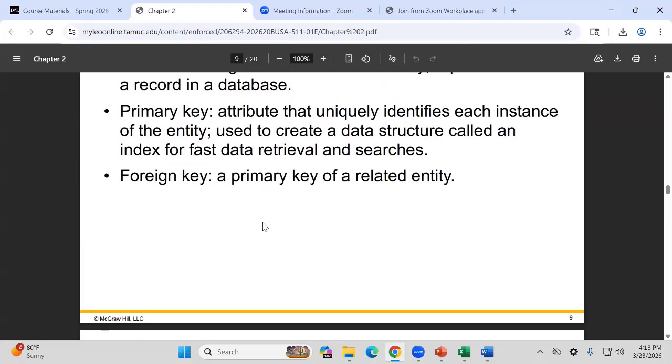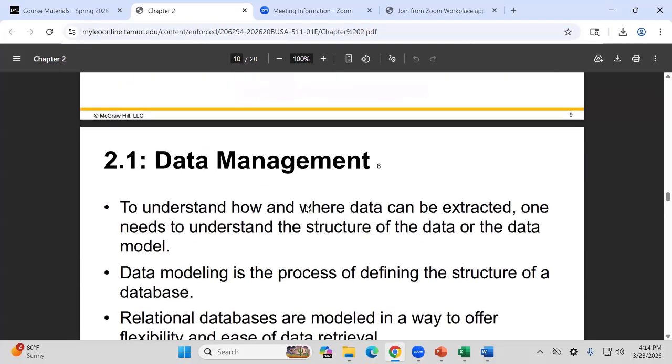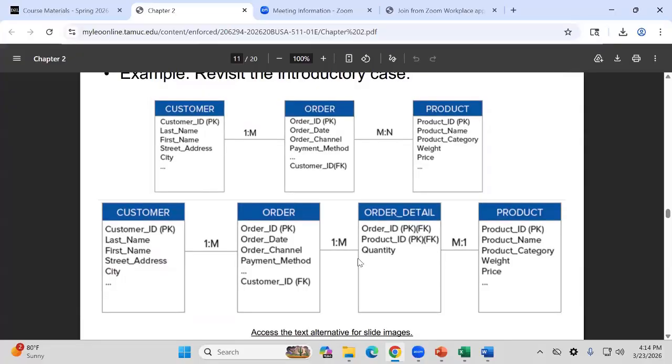The rest of the PowerPoints talk about the concept I just mentioned. You can take a look at the PowerPoint at home, right? This is an example. You can design a database in this way, right?